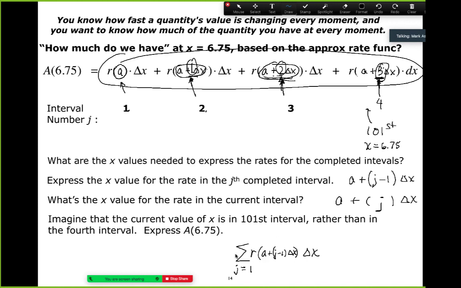Are we going to be able to include the current interval with this? No, so it would be 100. Yeah, we can do that for the completed intervals, but what's the problem? Why can't we put the current interval in here? What's the problem?